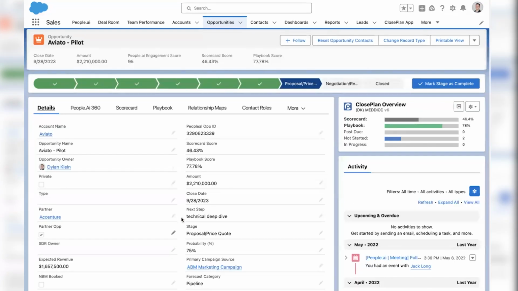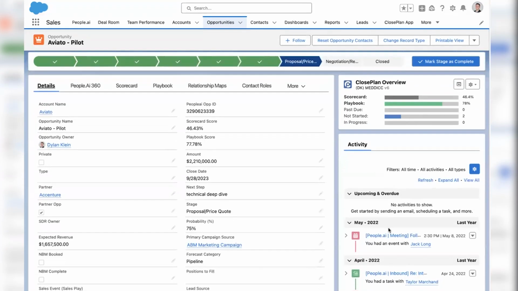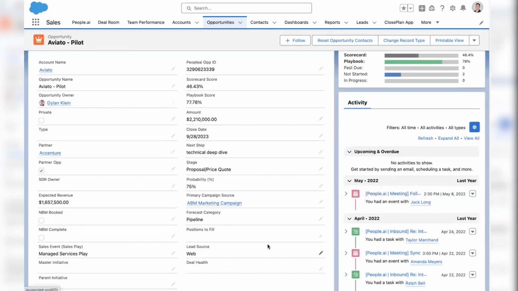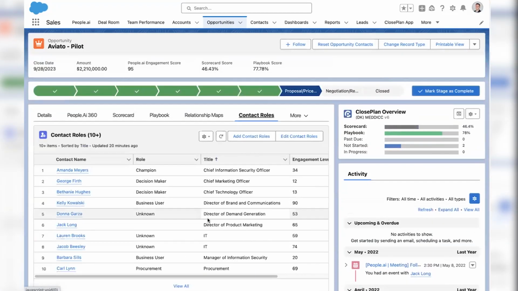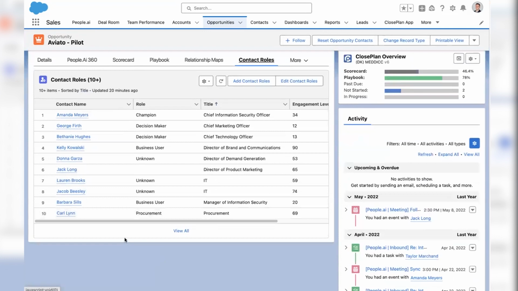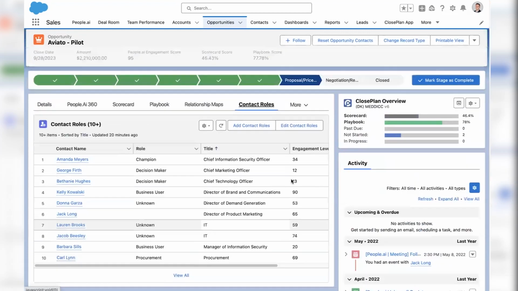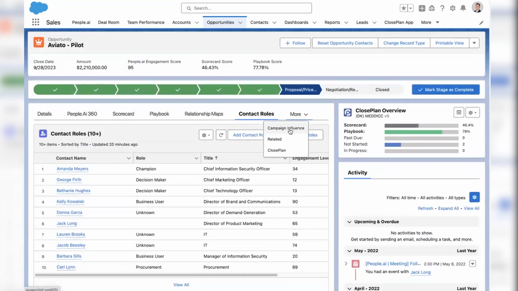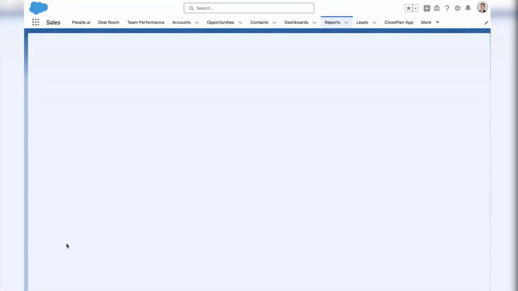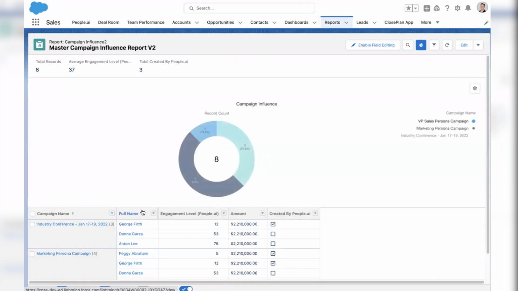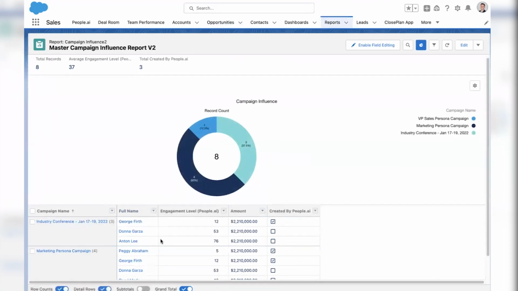By comparison, with People.ai capturing all the activity with every contact throughout the sales cycle, you'll now have full visibility into the buying group and the level of engagement from every contact. This makes it easy to see campaign influence and which opportunity contacts were brought in by marketing and what their engagement level is, helping you to quantify the impact marketing has had on opportunities.